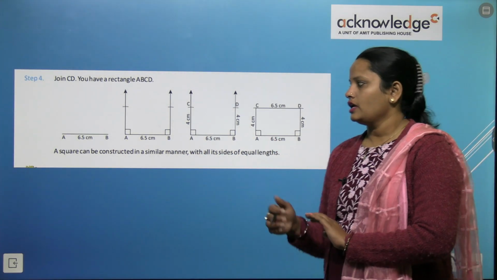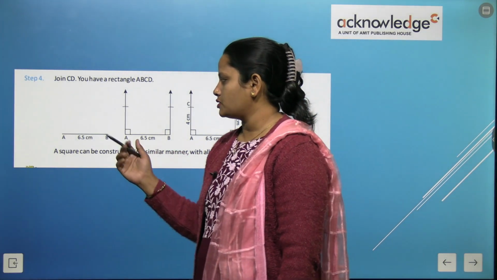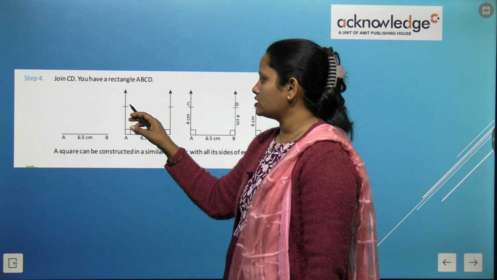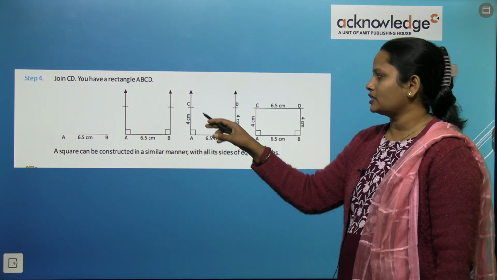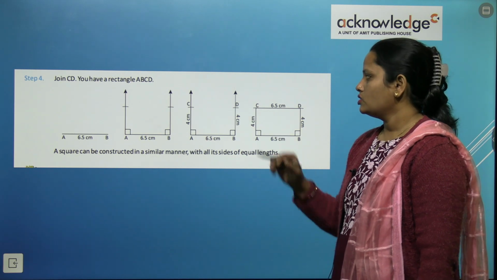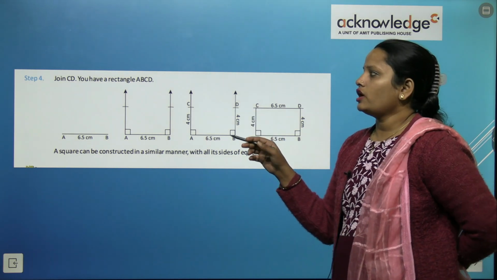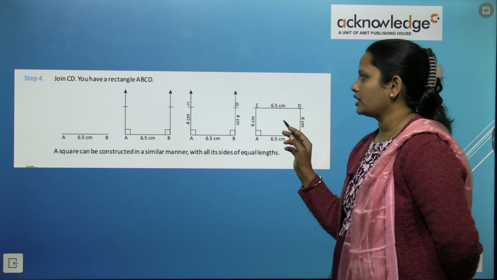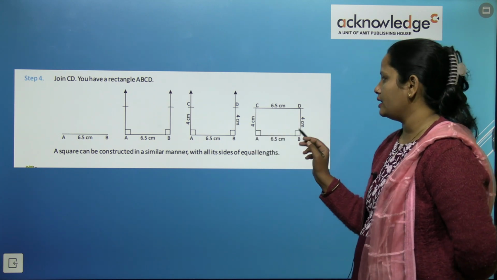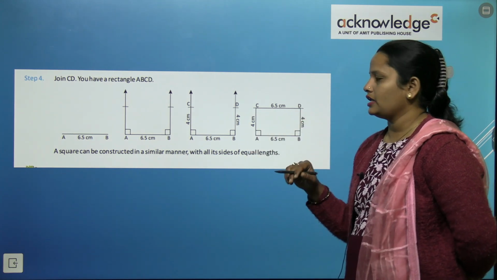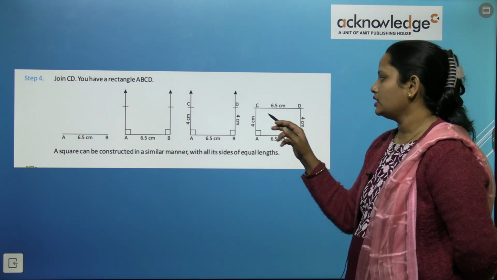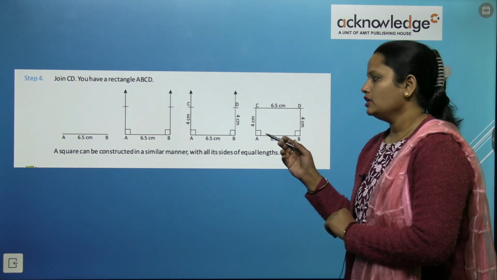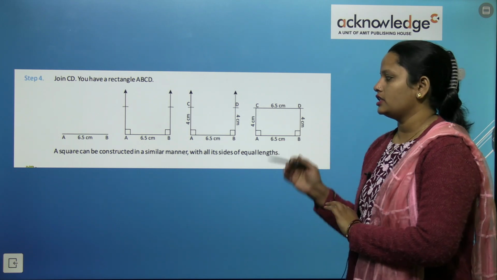Here you can see, पहले हमने एक लाइन सेगमेंट बनाया 6.5. अब जो हमने प्रोटेक्टर से मार्क किया 90 डिग्री, अब हम उस लाइन पे इंटरसेक्ट कर रहे हैं 4 सेंटीमीटर पे. So we have done this. Join CD, you get the rectangle. हमें रेक्टेंगल मिल गया ABCD. अब जब हमने इन्हें ज्वाइन कर लिया, so you can see 6 centimeter is the length and 4 is the breadth. A square can be constructed in a similar way.